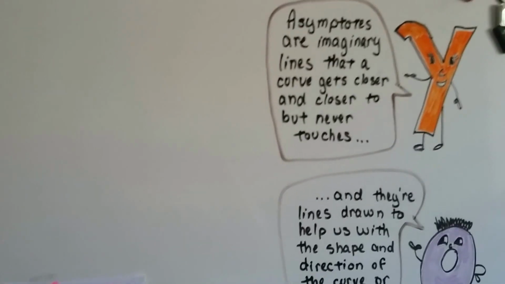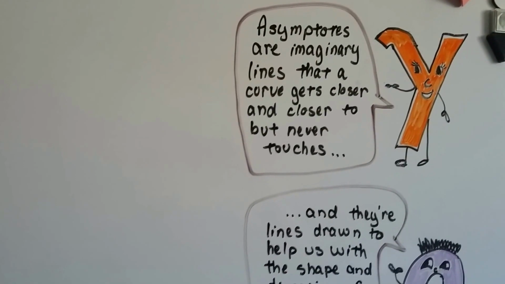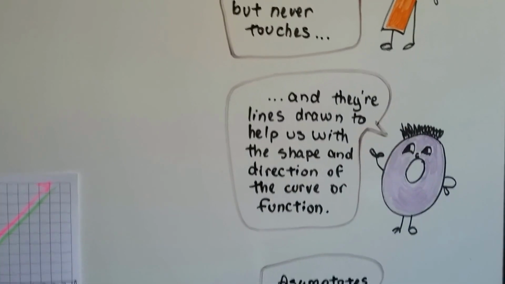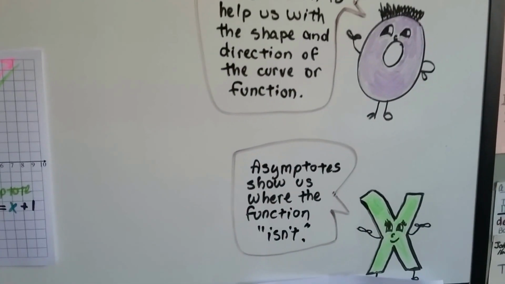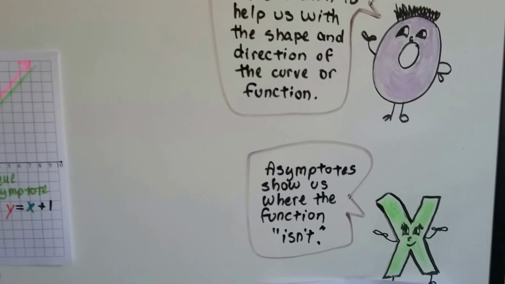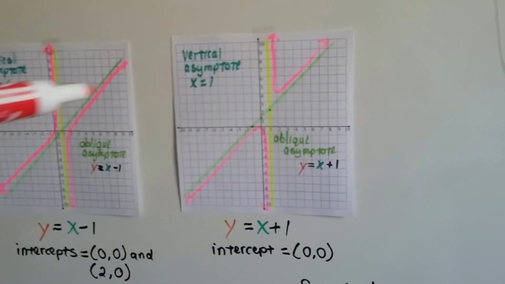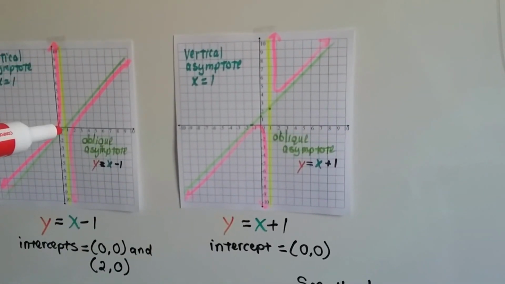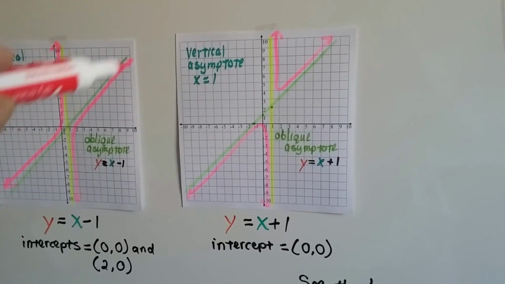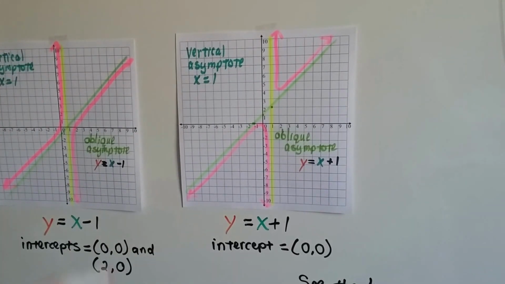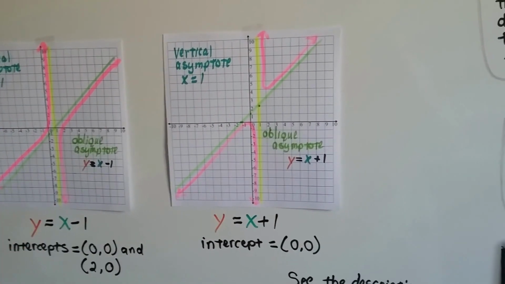Okay? Remember, the asymptotes are imaginary lines that a curve gets closer and closer to but never touches, and they're lines drawn to help us with the shape and direction of the curve of the function, and they show where the function isn't. So they're guidelines, aren't they? For this oblique and this vertical one, it says, well, it's going to come along here and go down, but it's not going to go on the other side of it, is it? This is the guideline for it, all right?